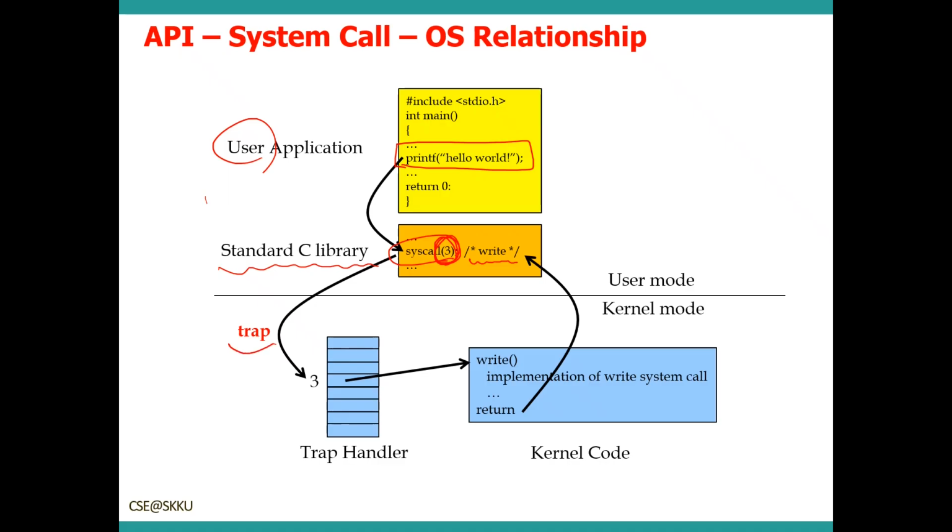Then a trap is generated and the system call number is passed. Then based on the system call number, the hardware can know what the corresponding trap handler is. Then it jumps to the corresponding trap handler, here the write function. After handling the write operation, it returns to the user application.